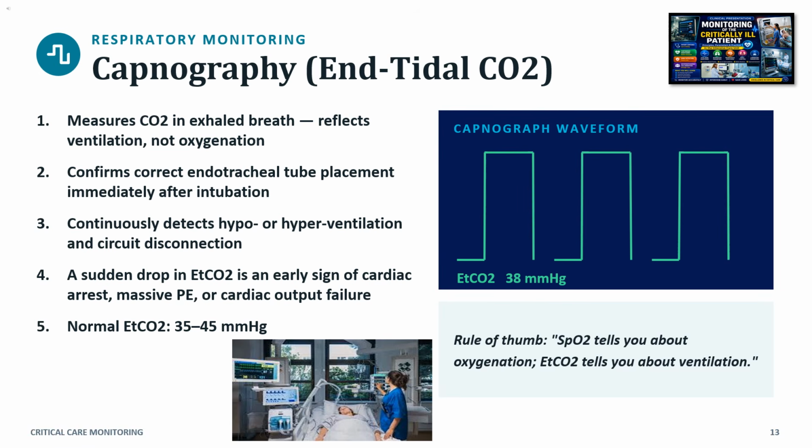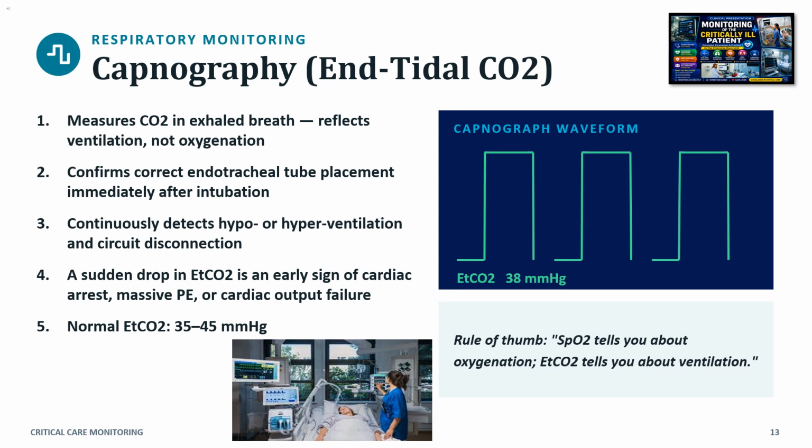3. Continuously detects hypo or hyperventilation and circuit disconnection. This allows early recognition of breathing problems or ventilator issues. 4. A sudden drop in ETCO₂ is an early sign of cardiac arrest, massive PE, or cardiac output failure. This is because ETCO₂ falls when pulmonary blood flow or circulation drops suddenly. 5. Normal ETCO₂ 35–45 mm of mercury. This range indicates adequate alveolar ventilation.